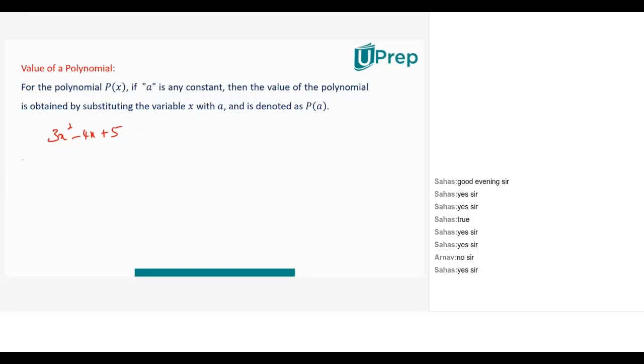Arnav, give me some value of your variable x, equal to how much you like. Sir, 2. Arnav wants x equal to 2. Bhumika, some value for x. Sir, 5. Again, I'll try my luck with Milan. Milan, can you mention some value for x?